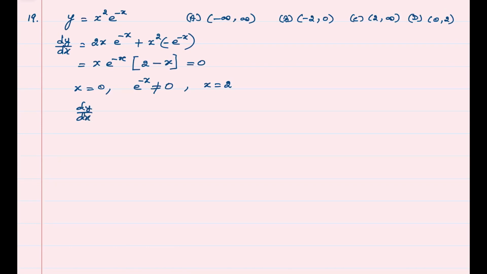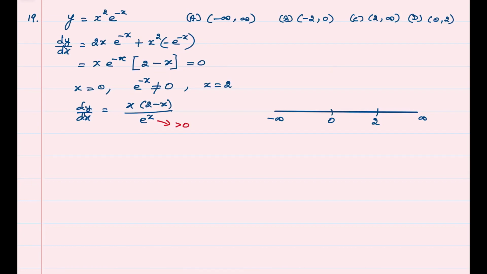dy by dx is x times 2 minus x divided by e raised to minus x, which can be written as e raised to x in the denominator. Now, we know that the denominator is always greater than 0. Exponential function is always a positive function. Now, it all depends upon the value of x into 2 minus x. So, the intervals will be minus infinity to 0, 0 to 2, 2 to infinity.